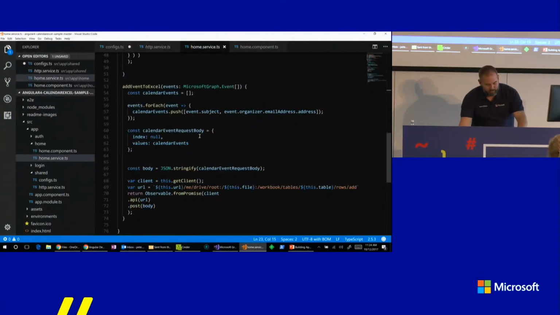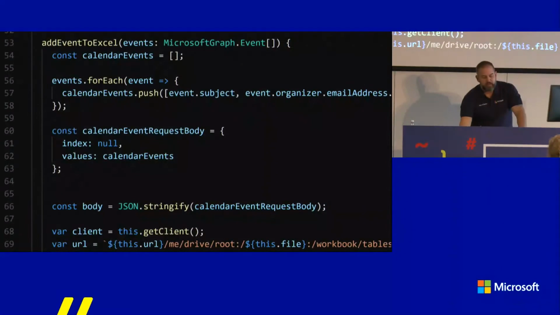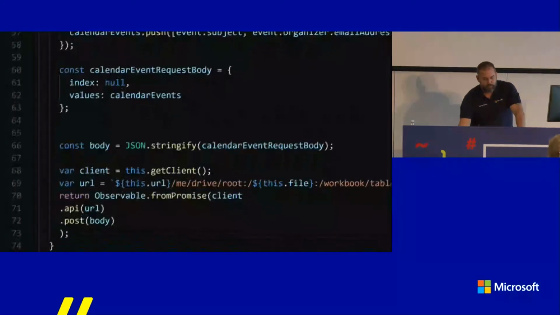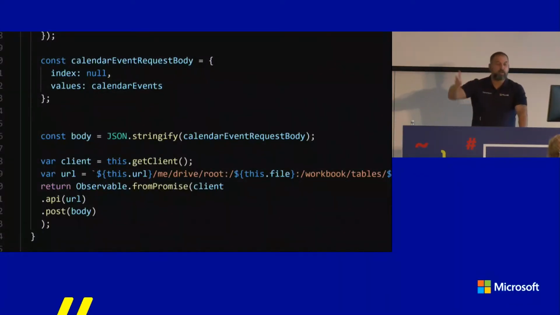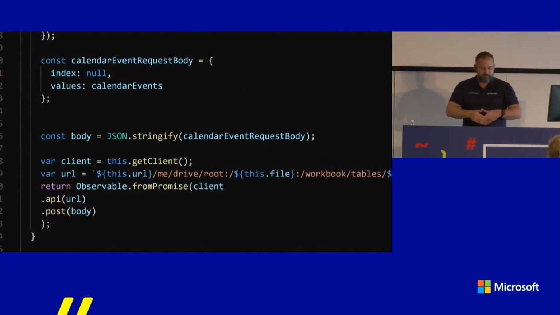And then down here, if it had worked, this is adding the events to Excel and then going through and using that URL, the me/drive/root, to dump those events into the Excel spreadsheet. And again, I swear it works, but that's the way demos always go.